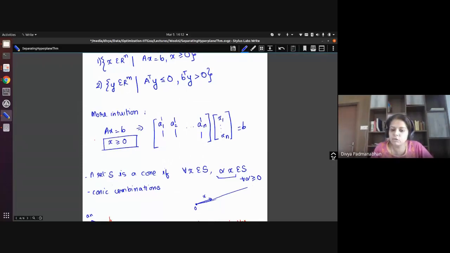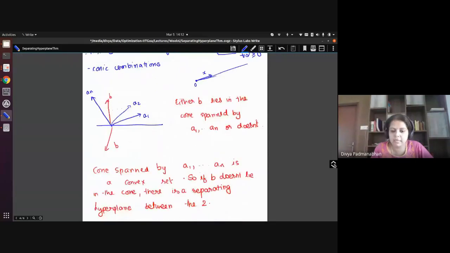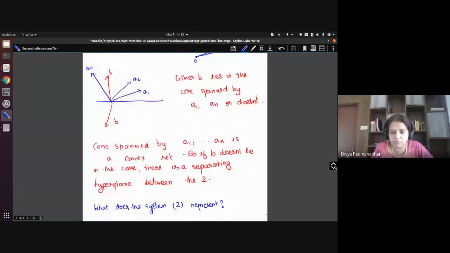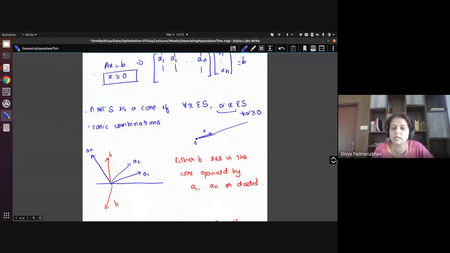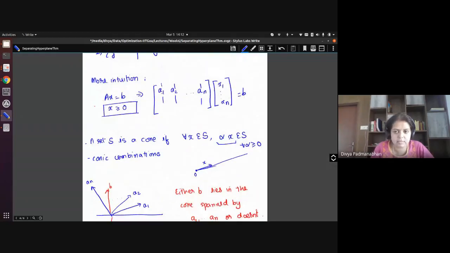And in fact, the set of all such vectors which you can represent as a conic combination is called the cone spanned by these vectors. It's also called the conic hull. Like we had convex hulls, this is a conic hull.